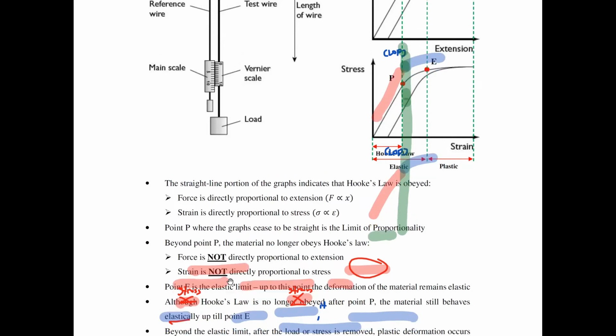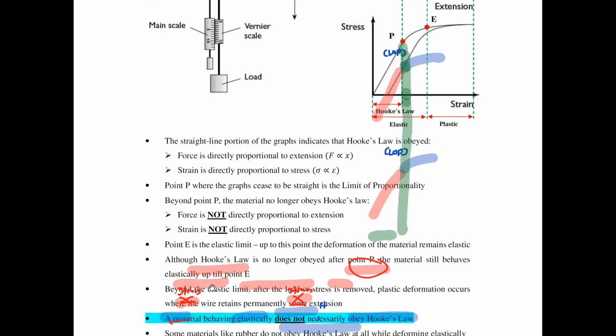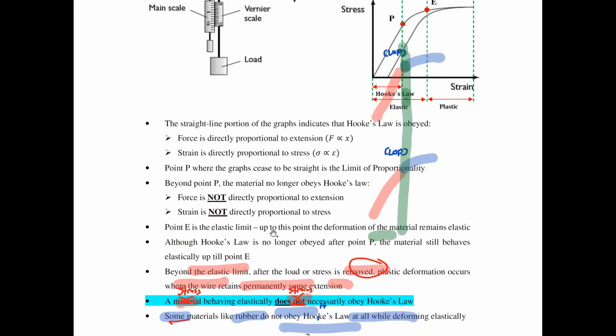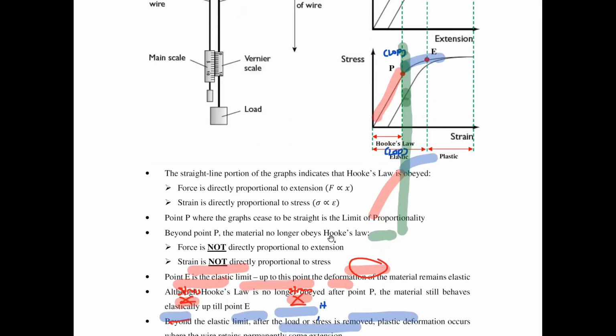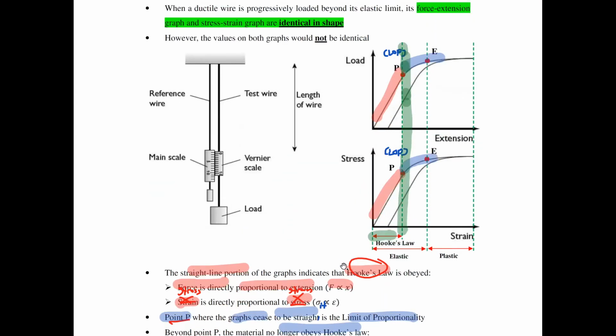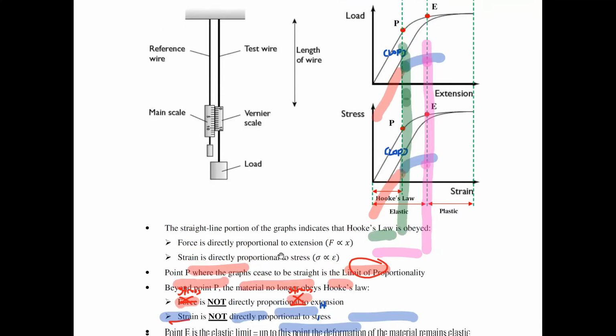Okay. And then from here, point E is the elastic limit. Up to this point, deformation of the material remains elastic. So point E is this point here that I've indicated here, this one and this one, right? So up to this point here, if you remove your load, your material will go back to its original length. So deformation is still elastic.